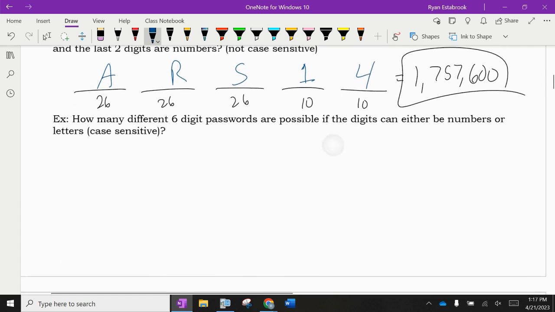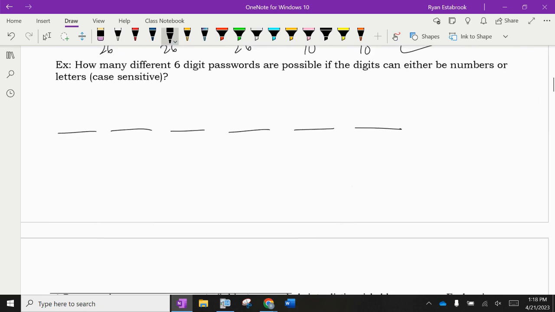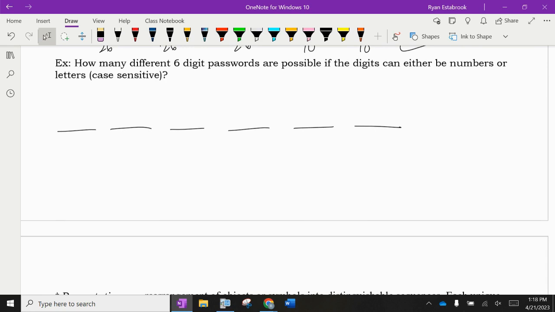Next one, and again, I was getting ahead of myself. Here we are. How many different 6-digit passwords? 1, 2, 3, 4, 5, 6. I don't know if this one is on your notes or not, so let's just squeeze it in at the bottom or on the side. 6-digit passcodes. If the digits can be either numbers or letters, case sensitive. So a is now different than capital A. Really got to think about this. How many possibilities are in this first spot?